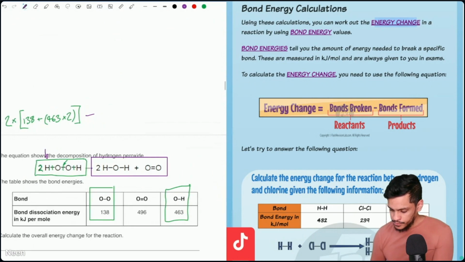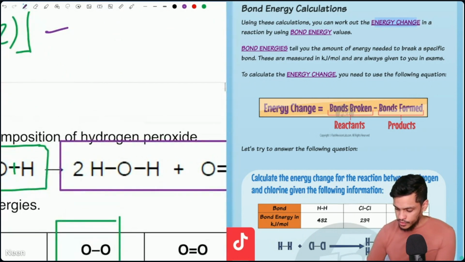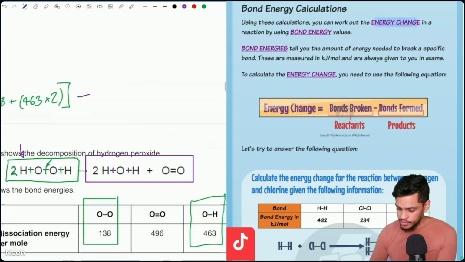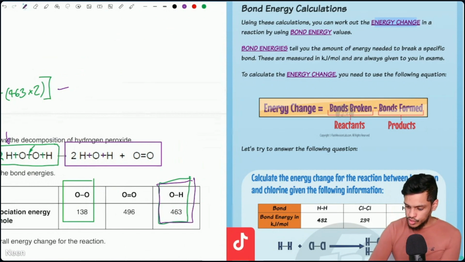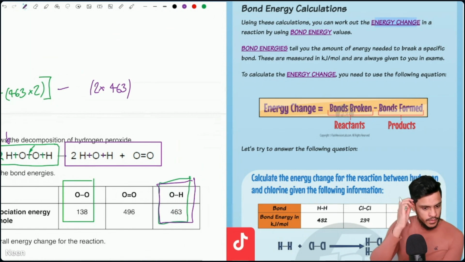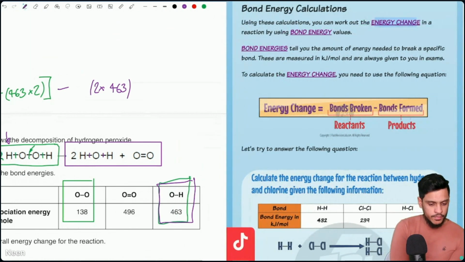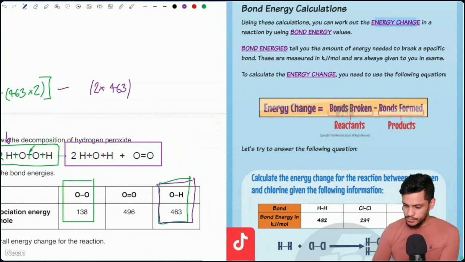Next one. So what do we have here? We've got OH bond here, OH bond here. So we've got 2 OH bonds there. OH, we've already used this number. We're going to use it again. 2 of those. So we do 2 times 463. Branch got 706. No, not 706 either. Keep trying, guys. Someone's going to get it.